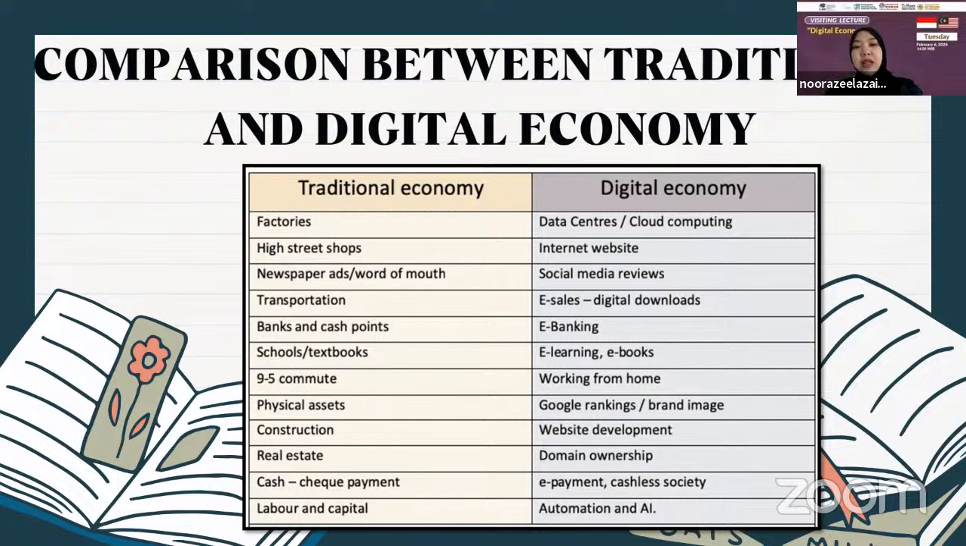So the 9 to 5 commute becomes working from home, you can do your work at your home, okay? Physical assets become Google ranking or brand image. This one is based on construction, website development, real estate, the domain ownership, okay, cash or check payment. Now we have e-payment or a cashless society. The traditional economy is based on labor and capital. But now for the digital economy, we have automation and AI or artificial intelligence, okay?